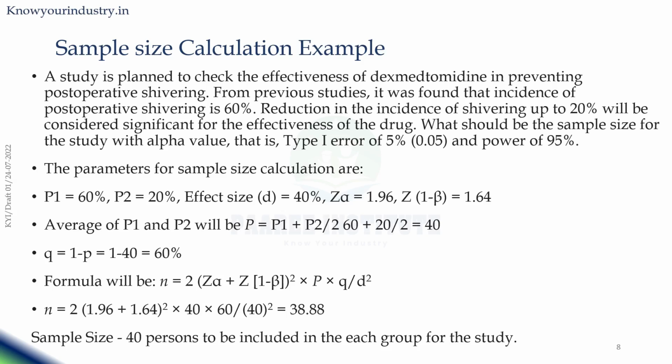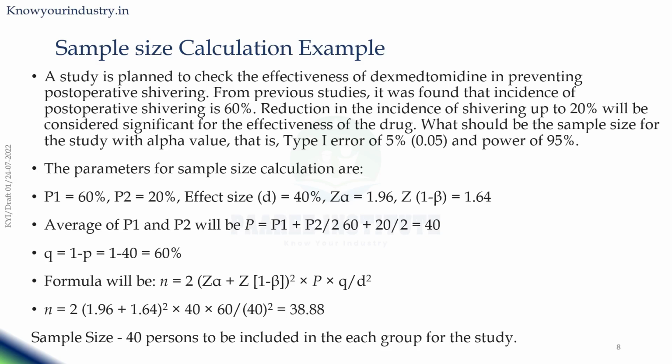A study is planned to check the effectiveness of dexmedetomidine in preventing post-operative shivering. From previous studies, it was found that the incidence of post-operative shivering is 60%. Reduction in the incidence of shivering up to 20% will be considered significant for the effectiveness of the drug. Then what would be the sample size for the study with alpha value of 5% and power of 95%?